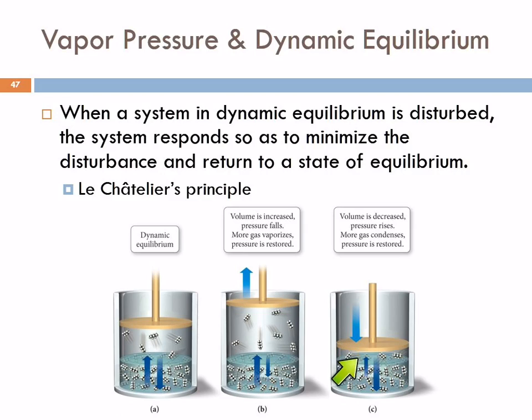If we squeeze down this container and make it smaller, increasing the vapor pressure here, that's going to cause the rate of condensation to increase. More of those gas particles will get trapped in the liquid, and that will continue until, again, the rate of evaporation and condensation is equal, and we'll end up with the same pressure. So the system responds to reestablish equilibrium, and it's trying to do so to get it back to the original state as much as possible.